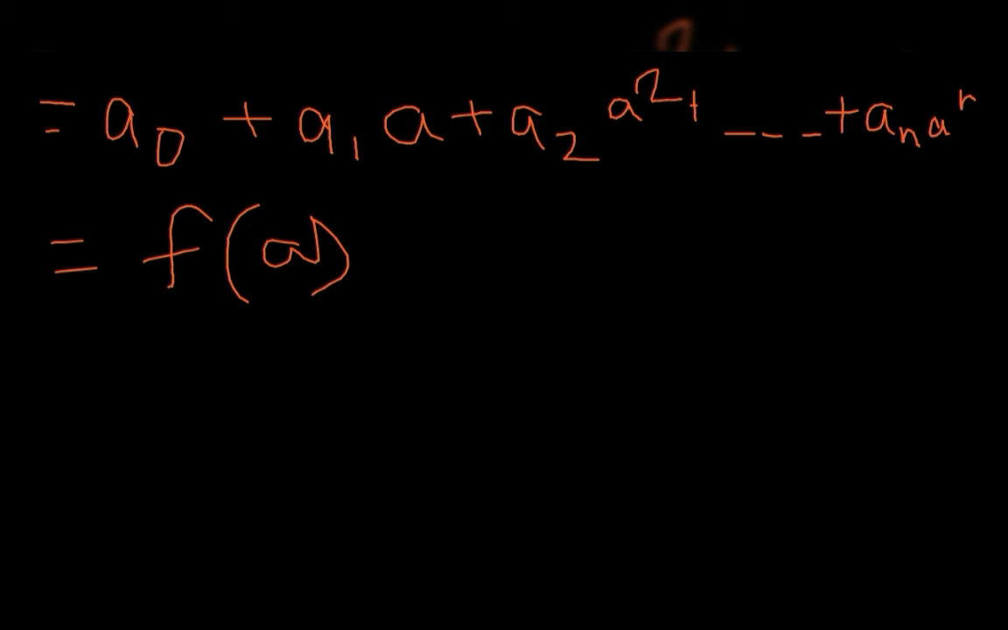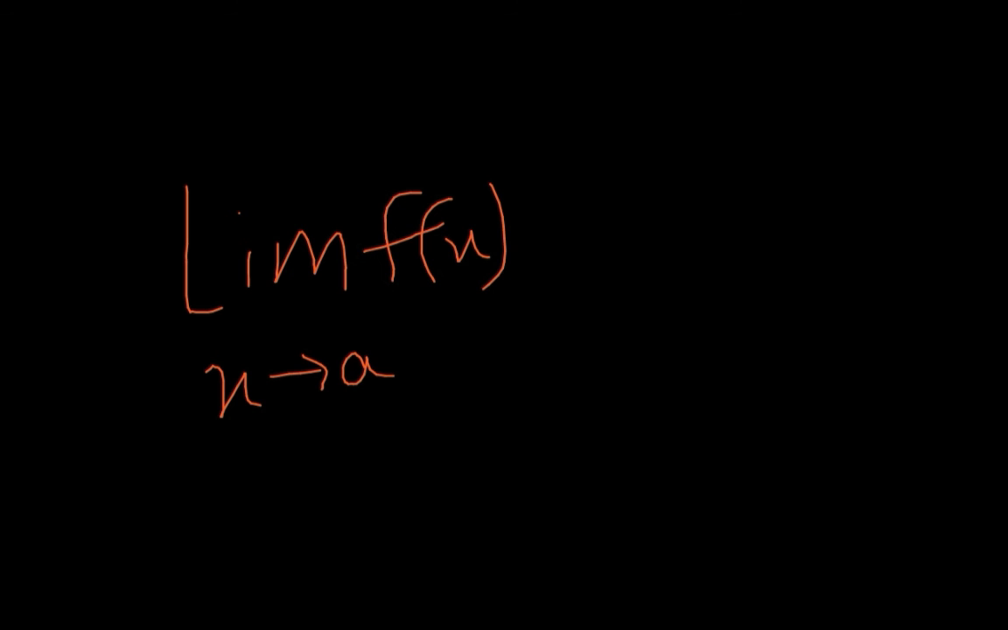Can you see this? This is nothing but my function of a, because function of a is this thing only. So we learned a very important thing: if f of x is a polynomial function, then limit of f of x as x tends to a is nothing but f of a. Understand this?